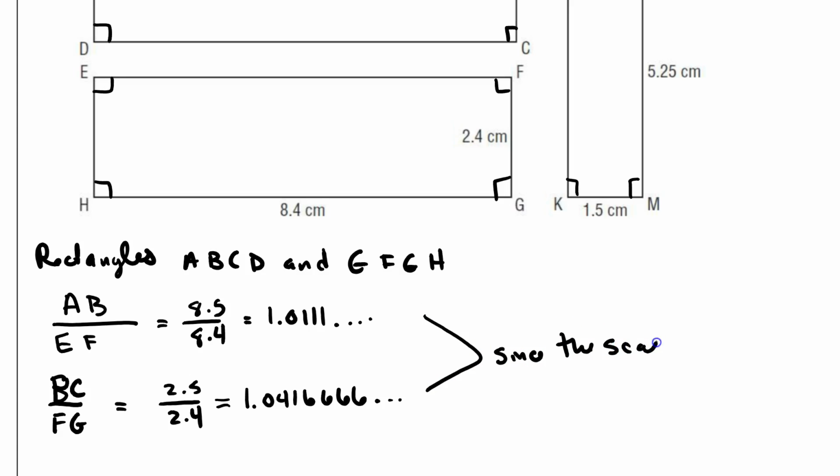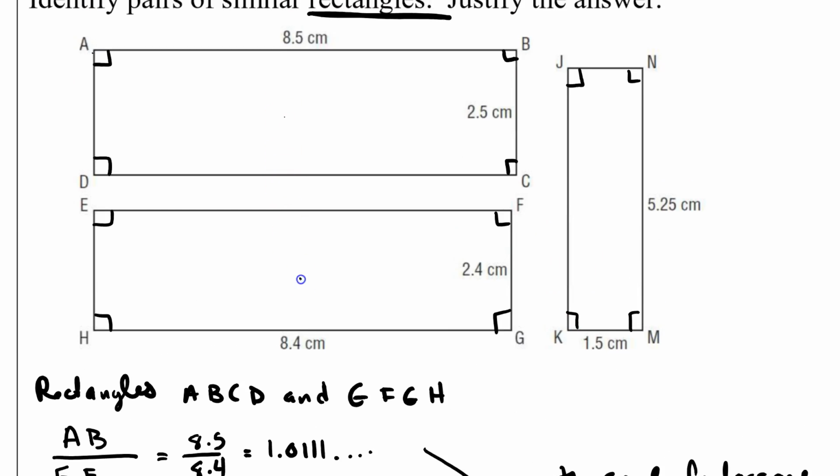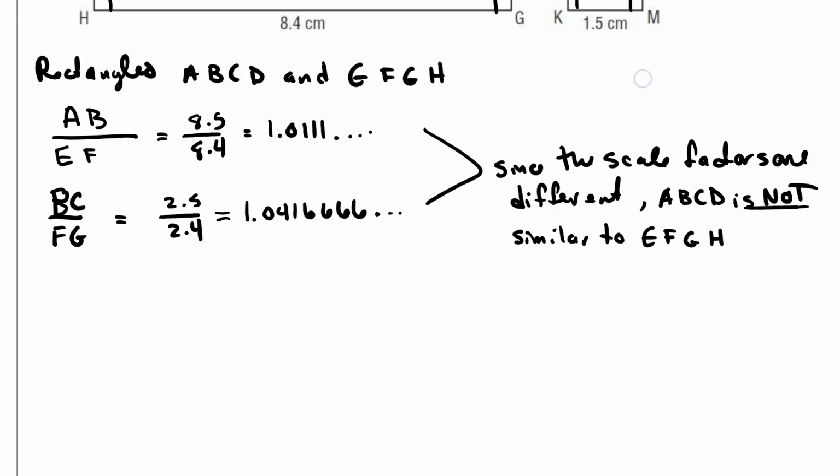So since the scale factors are different, ABCD is not similar to EFGH. All right, so we know that these two aren't. What we should do now is check ABCD with JKMN. So what about ABCD and JKMN?